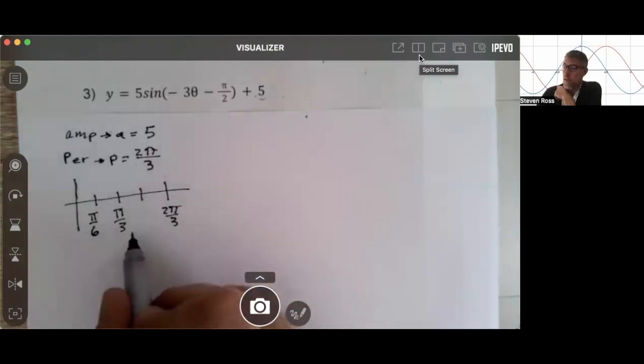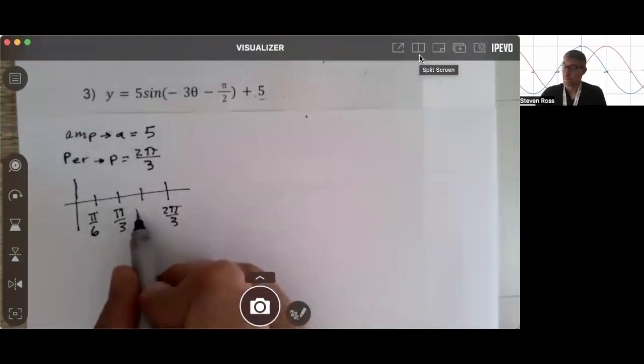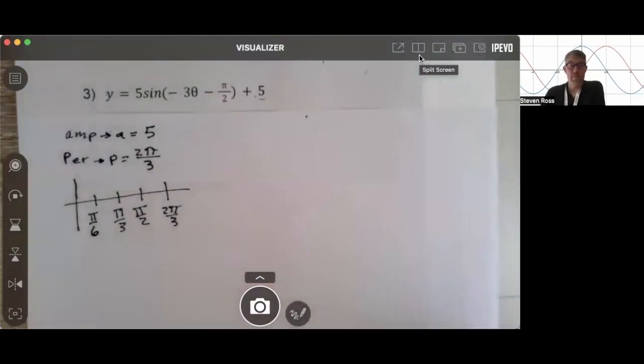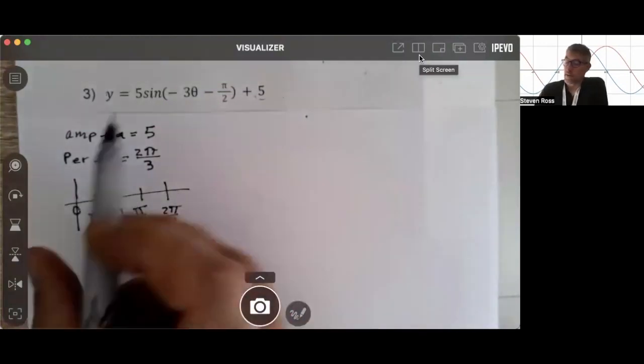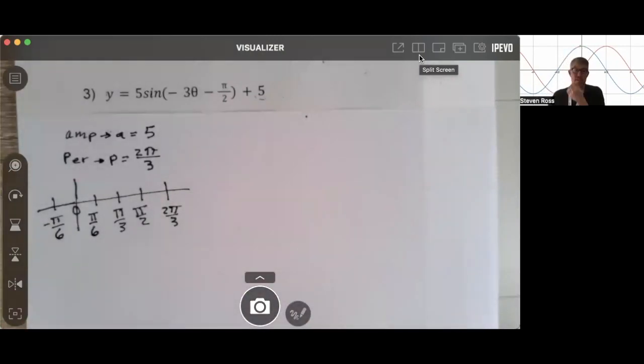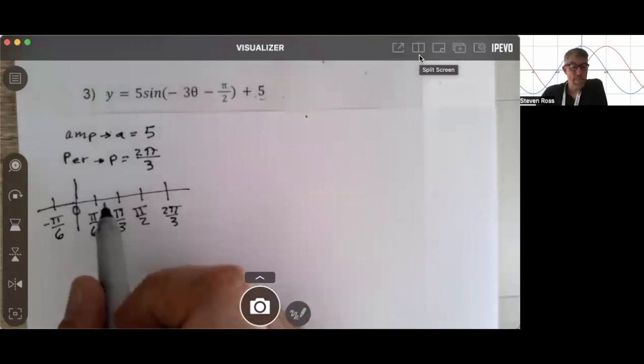And what's that going to be if I add pi over 3 to pi over 6? What am I going to get? I think that's a pi over 2. And then a 2 pi over 3. So that would be a 0. And then if I go negative, that would be a negative pi over 6, and so on. So every hash mark is worth a pi over 6, either direction. All right, so that's the period.